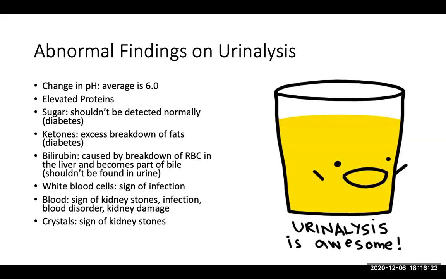Abnormal findings on a urinalysis include any change in pH, where the average is about 6, and elevated proteins. Sugar shouldn't be detected normally, but it sometimes is in diabetes. Ketones, which result from an excess breakdown of fats, shouldn't be detected, but again, are sometimes present in diabetes. Bilirubin shouldn't be found in urine; it's caused by the breakdown of red blood cells. White blood cells found in urine are usually a sign of infection. Blood in the urine is usually a sign of kidney stones, infection, a blood disorder, or kidney damage. And if you find crystals in your urine, that's usually a sign of kidney stones.